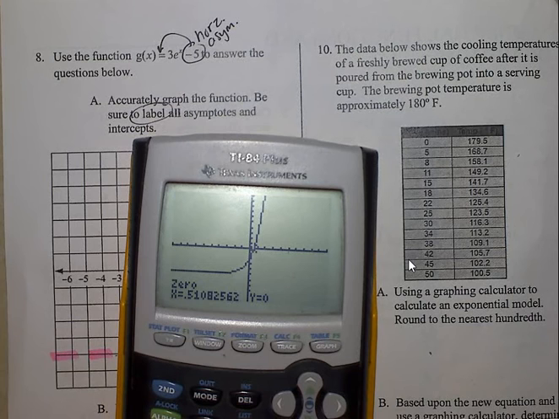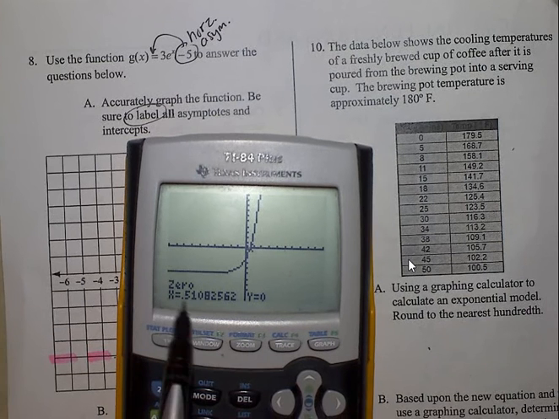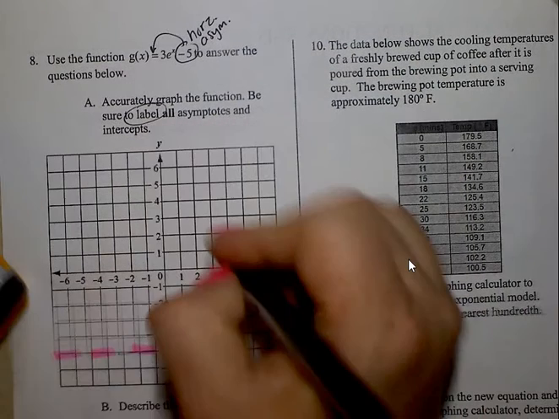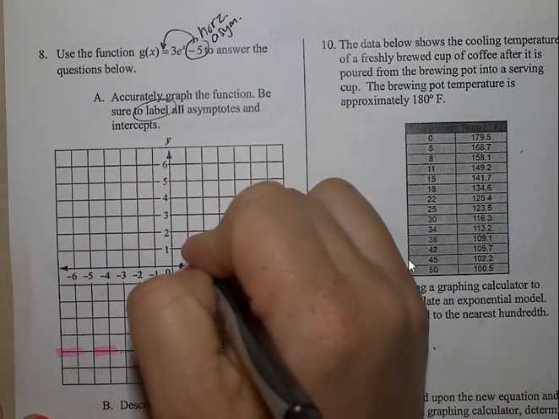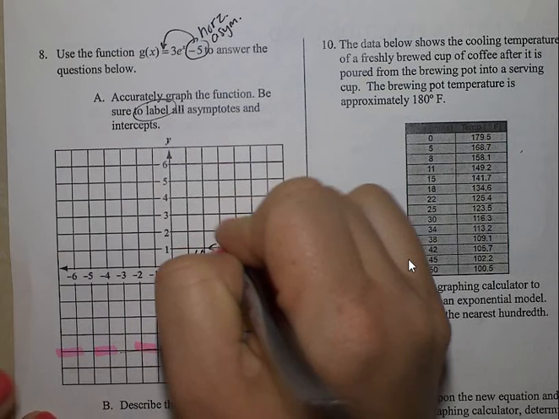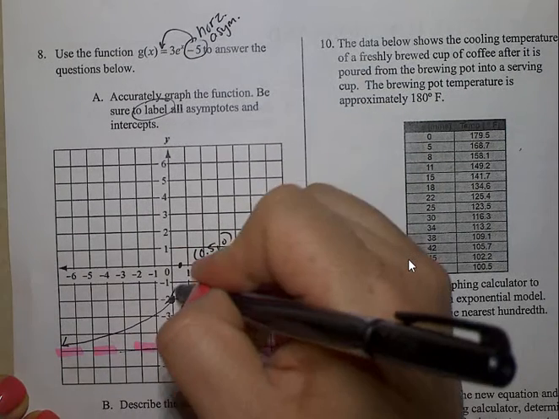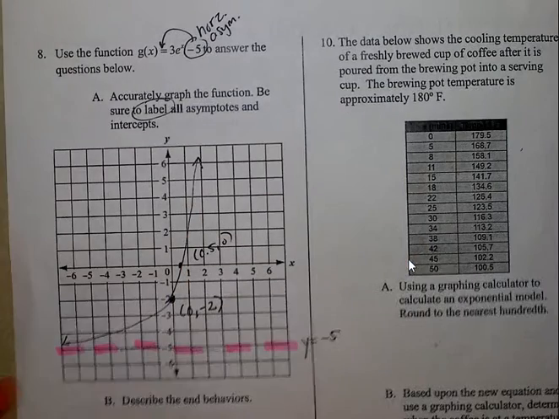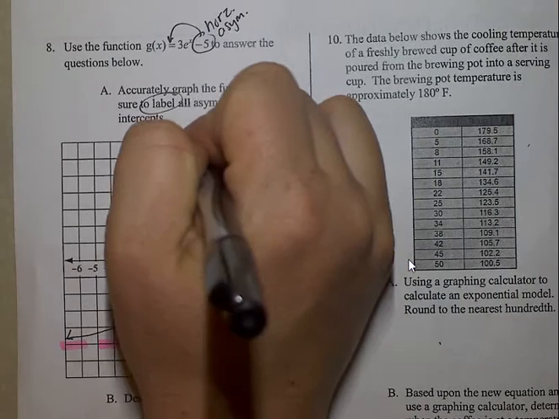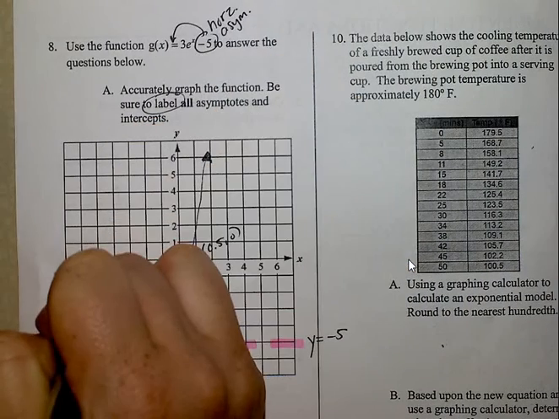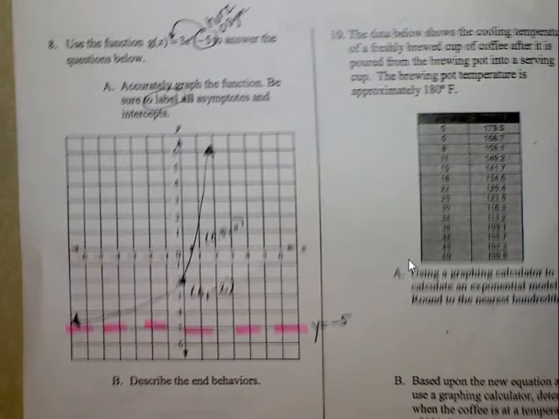Rounded to the nearest tenth would be 0.5. So we're going to go to 0.5, and you have to label it. So 0.5 and 0. So now I'm going to cut through those 2 points, making the same shape that I see on the graphing calculator. And please ensure that you have arrows on both ends, meaning that it is continuous.